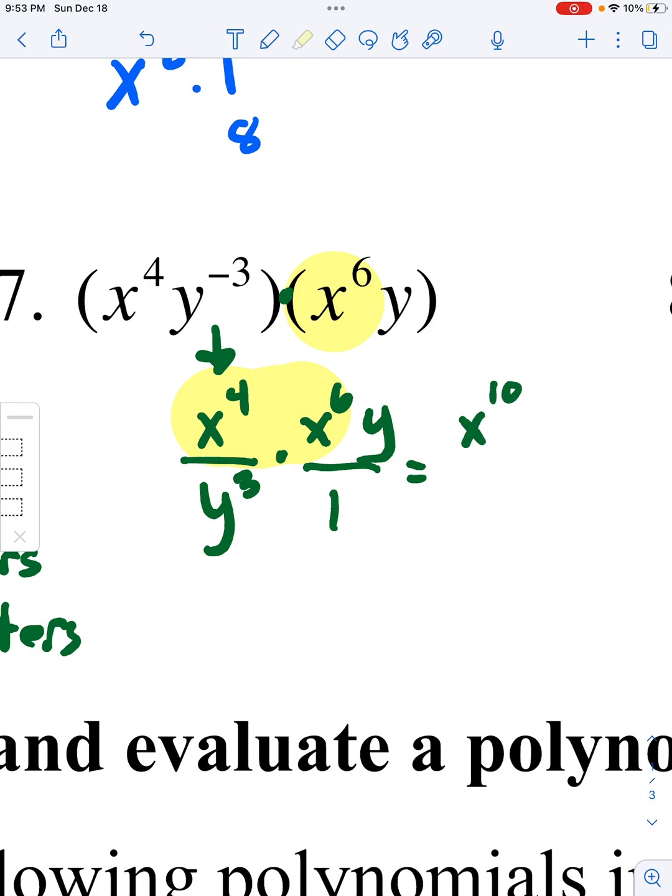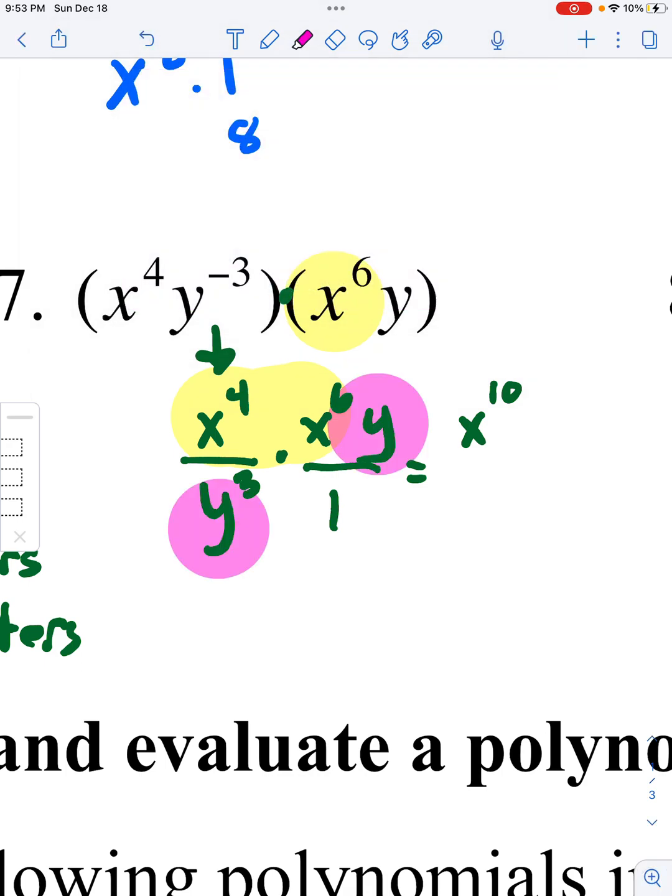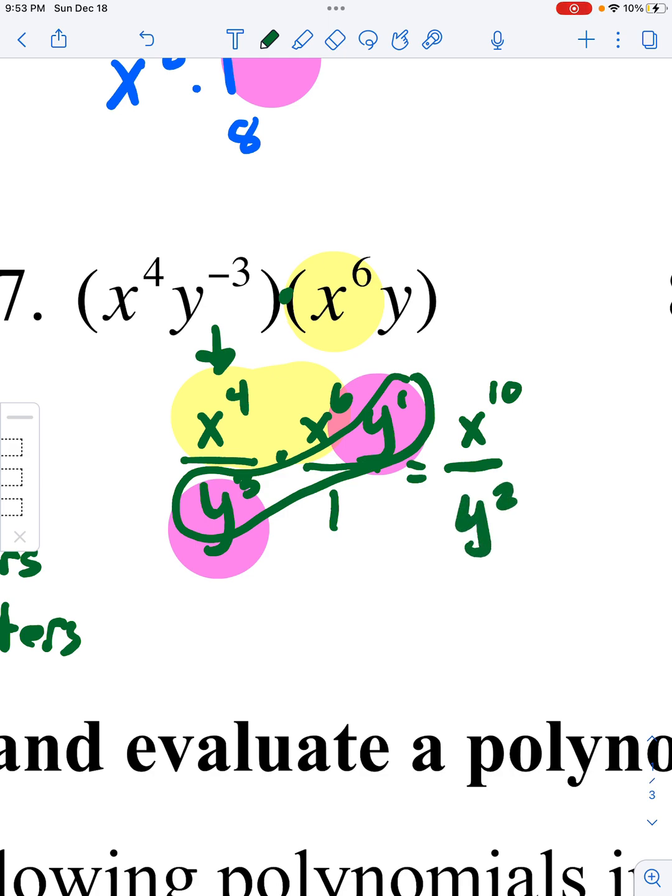And then for the y's, there's some on top and some on the bottom, and I can't have them repeated in my answer. So this one is to the first power. So if you look at these, there's 3 on the bottom and 1 on the top. That's a difference of 2, because 3 minus 1. And they'd end up in the bottom because that's where there were more to begin with. So the 1 on the top would cancel out 1 from the bottom, but leave with 2 extras.